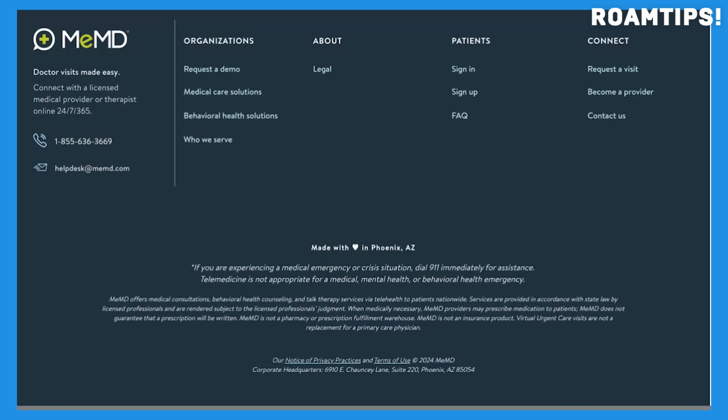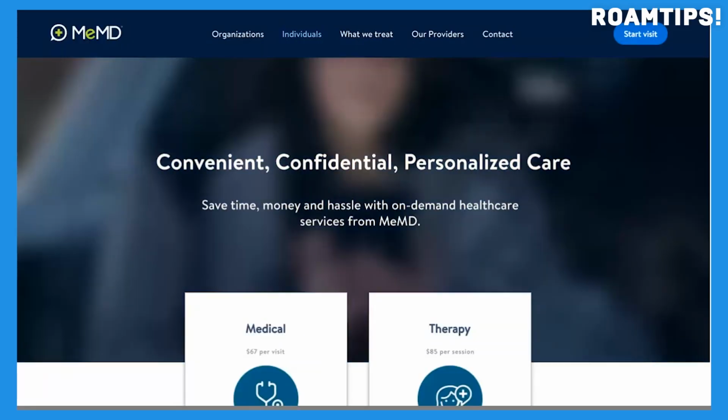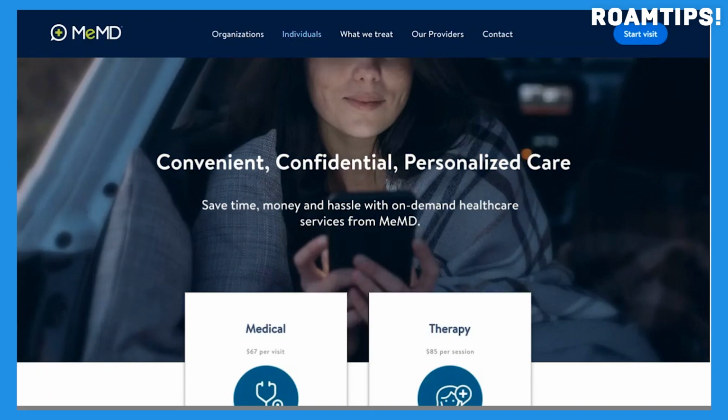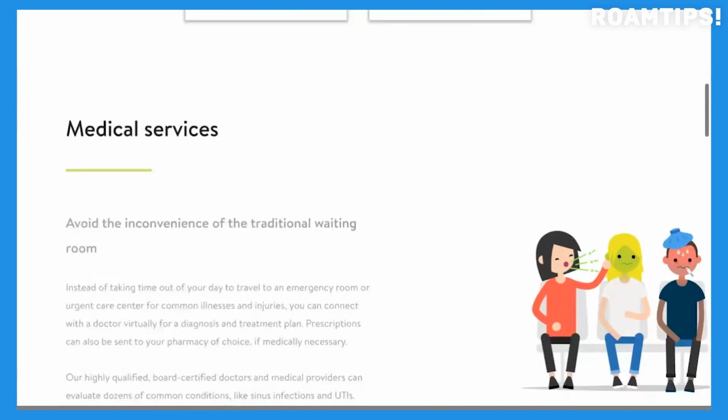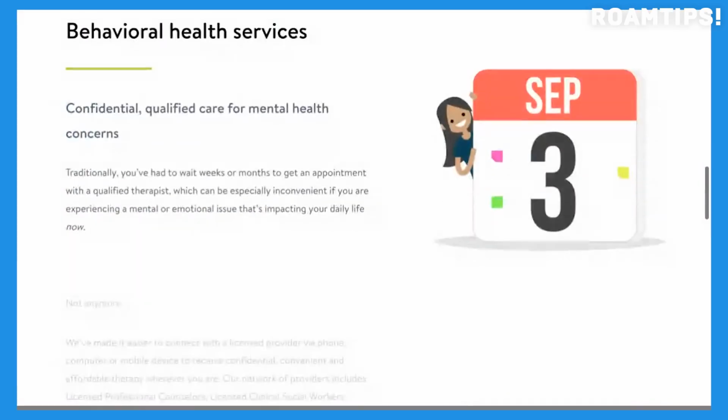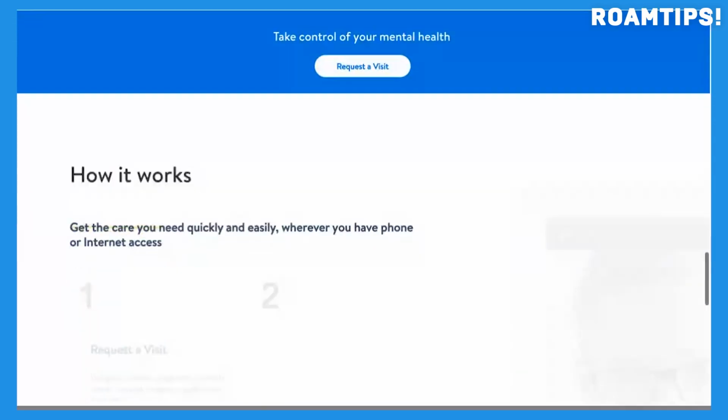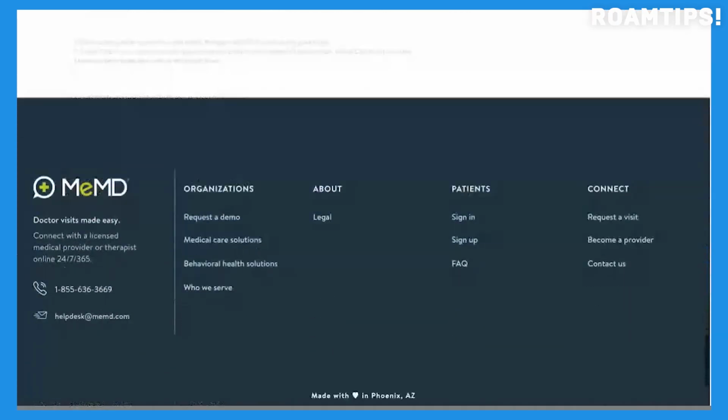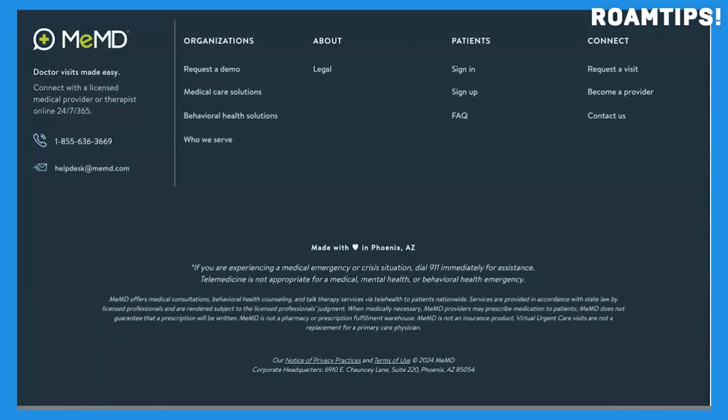MeMD also emphasizes spaced repetition, a proven learning technique that helps you retain information more effectively. By revisiting concepts at increasing intervals, you reinforce your understanding and solidify them in your long-term memory. The platform integrates this seamlessly, prompting you to review material at optimal times. This feature alone makes MeMD a powerful tool for students and lifelong learners alike.